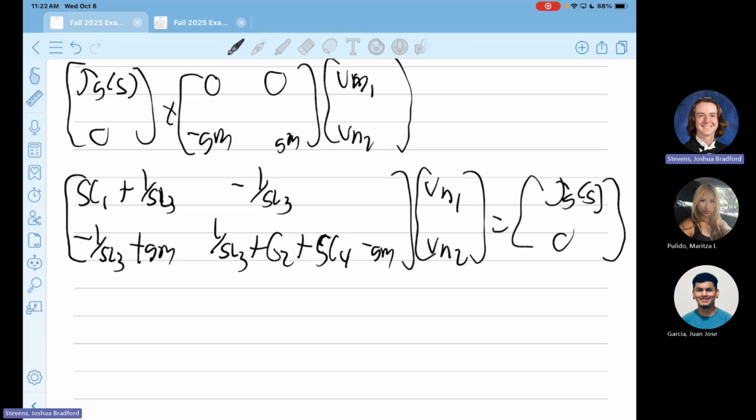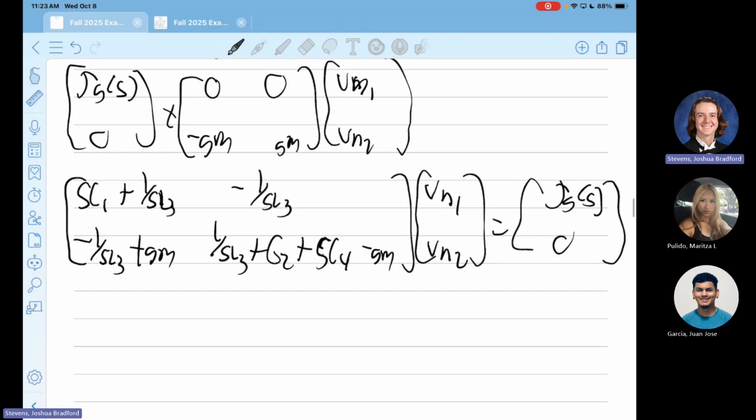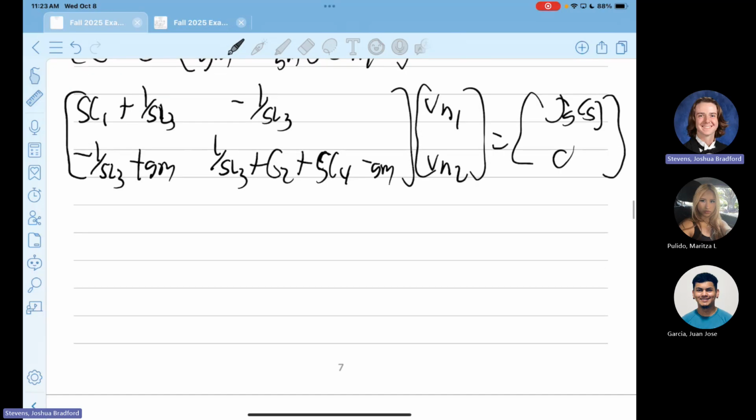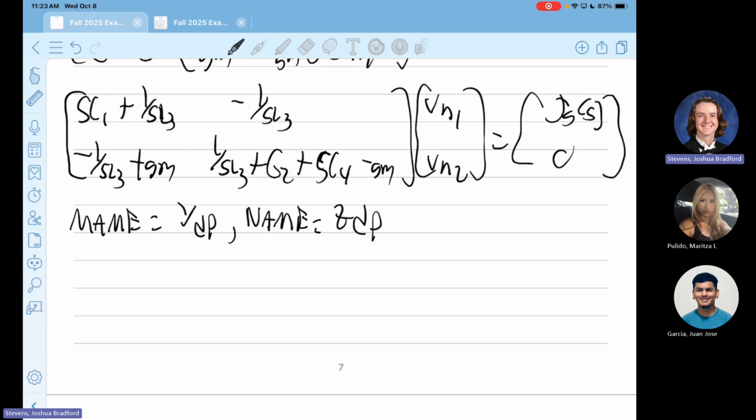For these questions, you're going to find driving point impedance or driving point admittance. Kind of a helpful cheat sheet: when you use MNA, you will be finding your driving point admittance. When you use NAM, you will be finding your driving point impedance. That's simple.